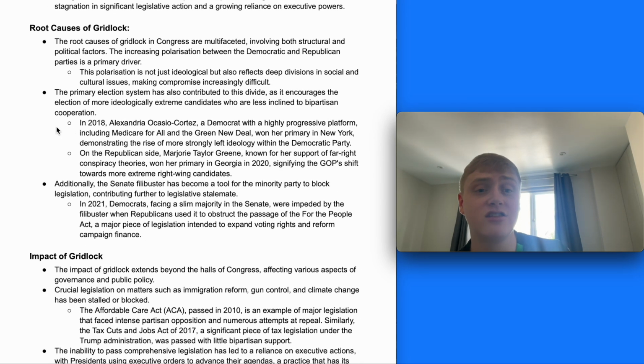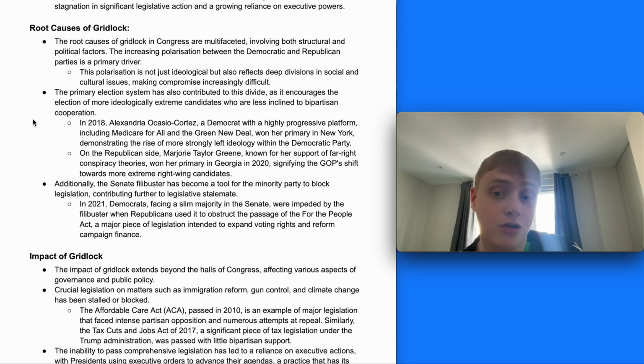The primary election system has also contributed to this divide, as it encourages the election of more ideologically extreme candidates who are less inclined to bipartisan cooperation. So what you've seen is that through primaries, more extreme members of each party have unseated moderates. And when there are fewer moderates in Congress as a result, that makes compromise a lot more difficult and leads to gridlock, particularly under divided government.